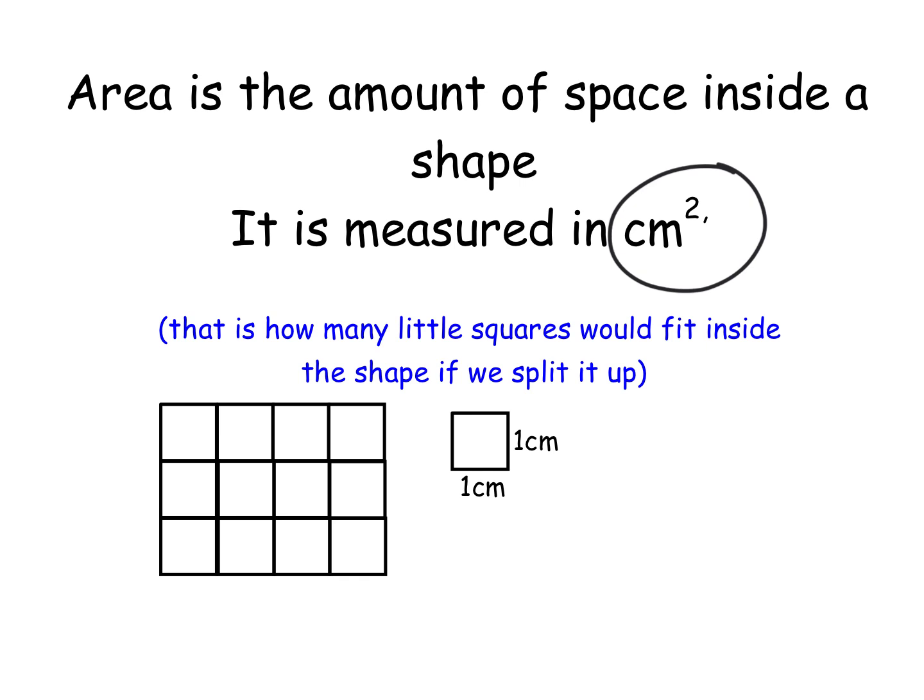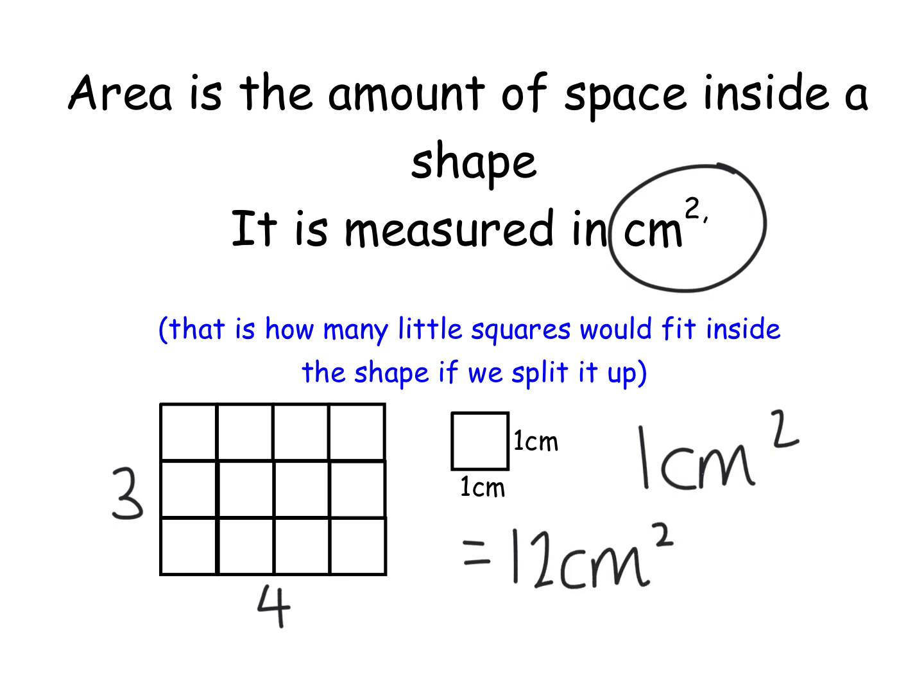It's how many little squares would be inside this rectangle here. So each box represents 1 square centimetre. And if you look at it, we have got 4 columns and 3 rows. So this is called a 4x3 rectangle. And if you count up all those boxes, we have 12 boxes. So the area of this rectangle would be classed as 12 square centimetres.